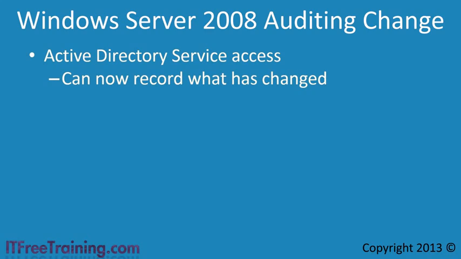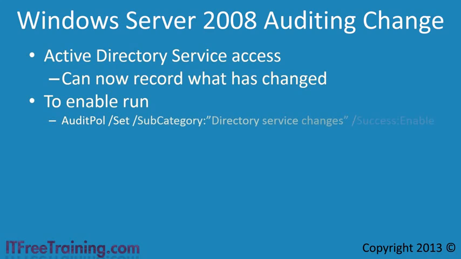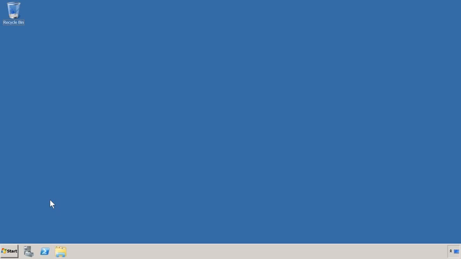Before Windows Server 2008, an event would be recorded telling you a change had been made, but would not tell you what the data was before the change. To enable the additional auditing in Windows Server 2008, run the following command. Once the setting has been enabled, Windows will start recording additional information, allowing the administrator to determine what the value was before the change. I will now change to my Windows Server 2008 R2 domain controller to look at how to use this option.